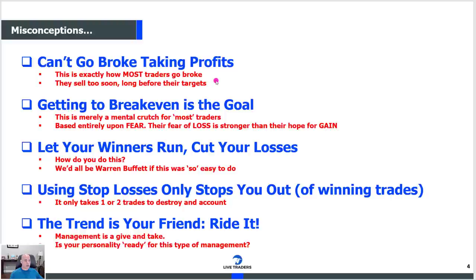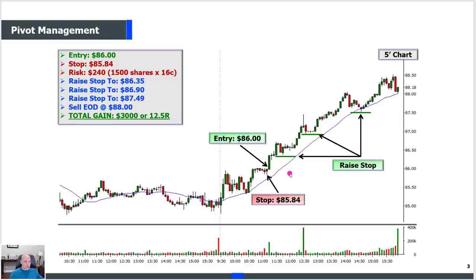If you have a plan and the plan says 2-to-1, then wait for 2-to-1. Or if you have a plan and the plan says manage out on pivots, then manage out on pivots. And I'm gonna go back real quick to the last slide and I wanna show you what I'm talking about. So he says you can't go broke taking profits. Well, what if, okay? What if your management strategy was predicated upon 5-minute pivots? Fine, no problem, right? Okay, no big deal.